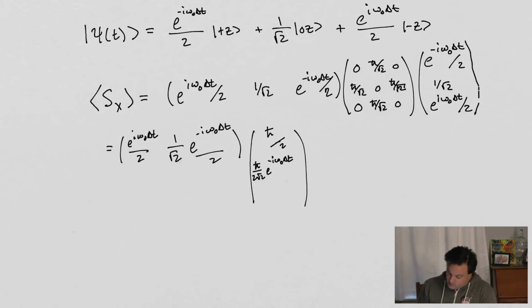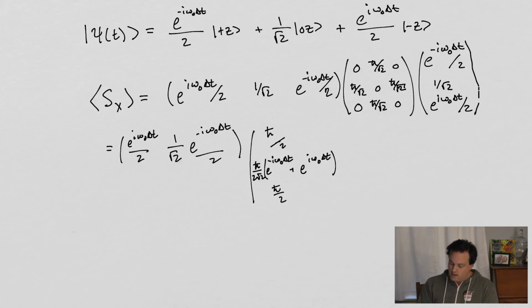And then the second one is going to give me the same thing, but it's not going to have the negative sign. It's just going to have the positive sign. So I have an e to the i omega naught delta t. And then let me just quickly do the bottom one. So this is h bar over 2.